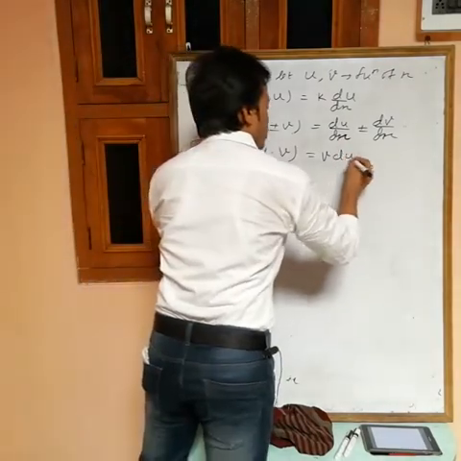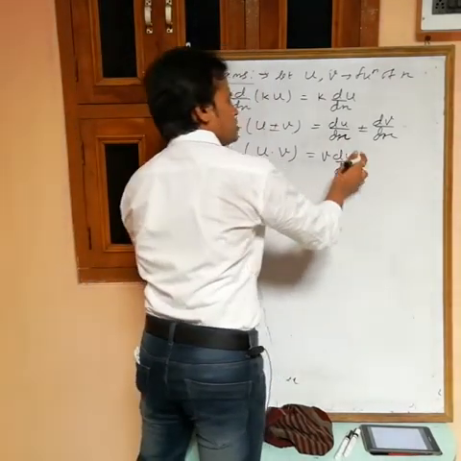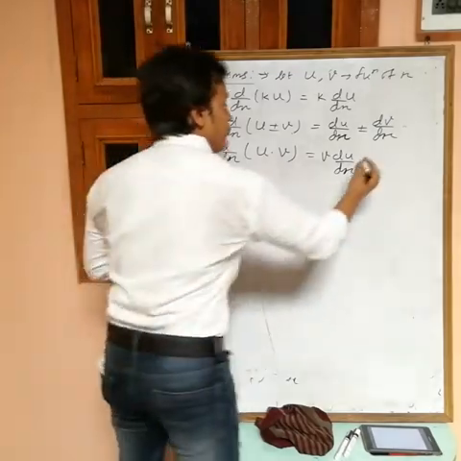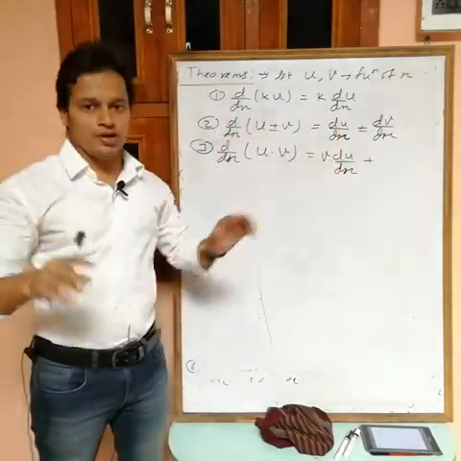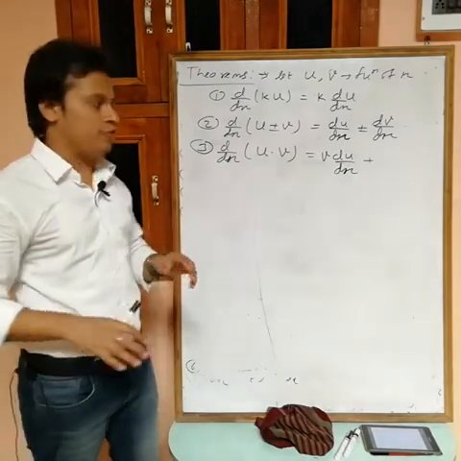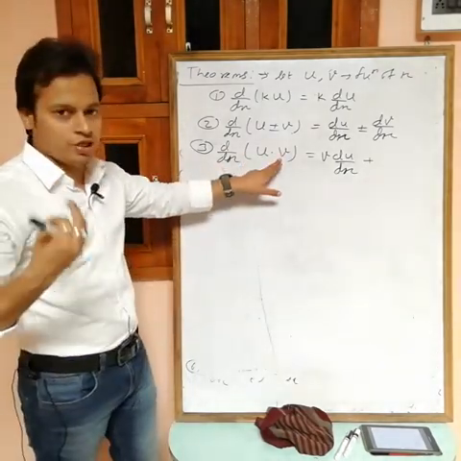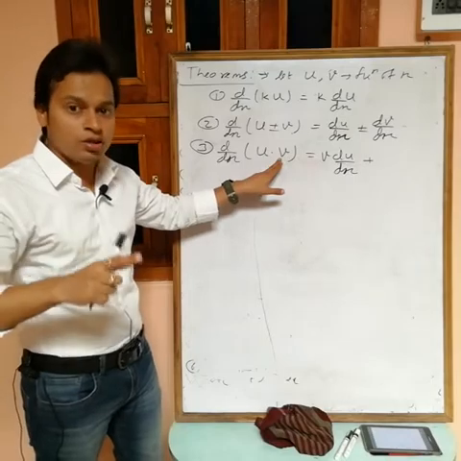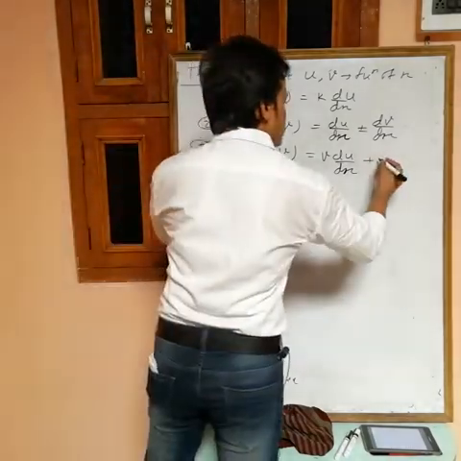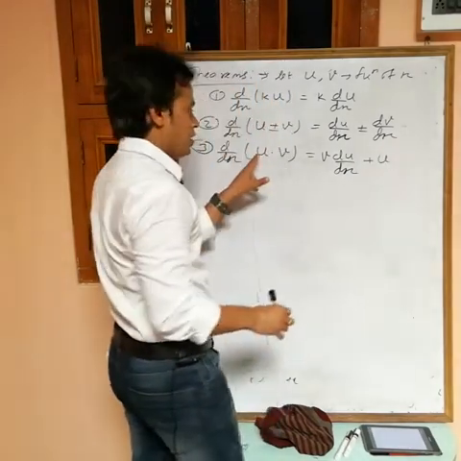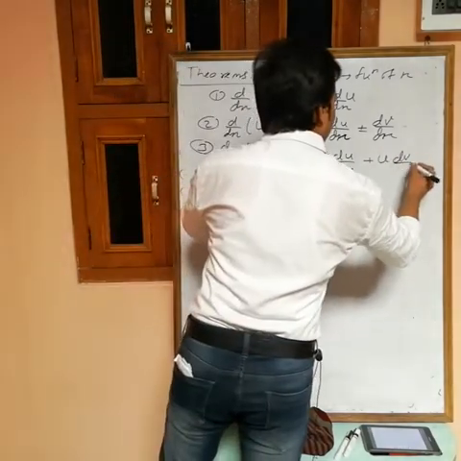Then what you will get? du by dx. du by dx is the differentiation of u with respect to x. Okay, now next plus. At a time you can differentiate only one function. Now next we will differentiate v. When you are differentiating v, then u acts as a constant. Then if u is a constant, write the constant outside and differentiate v, dv by dx.